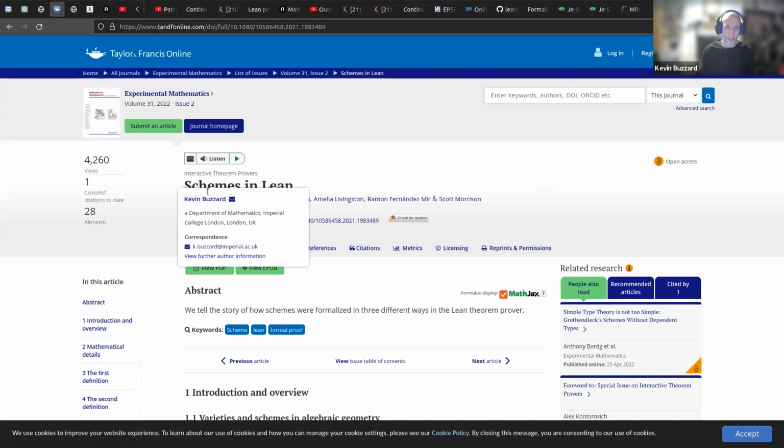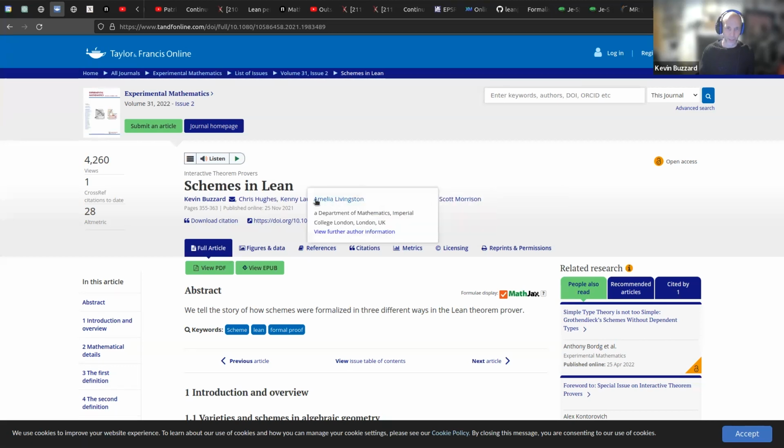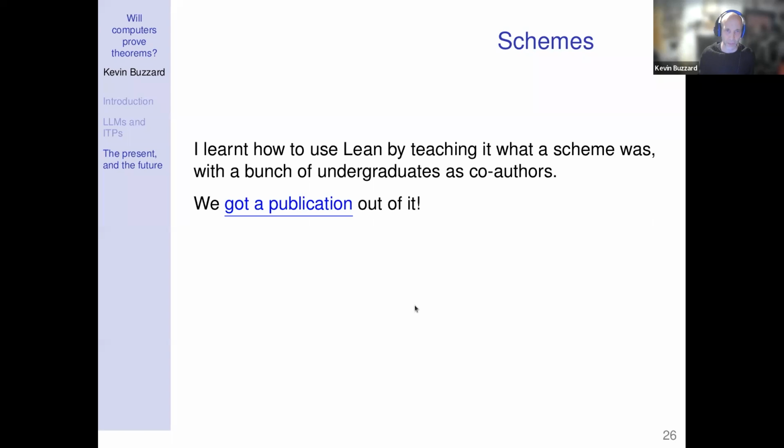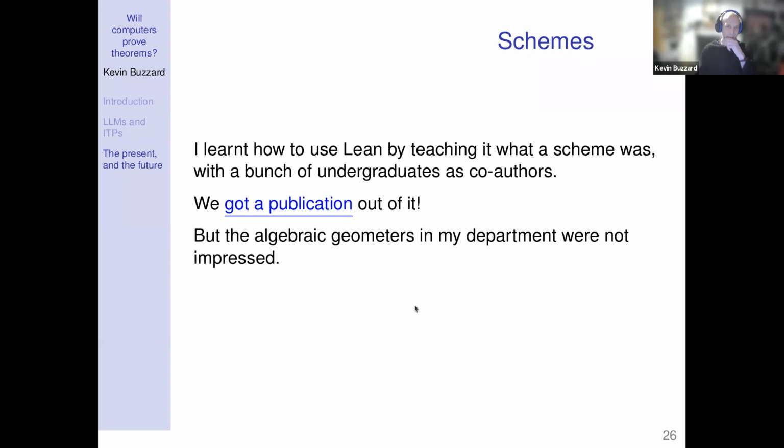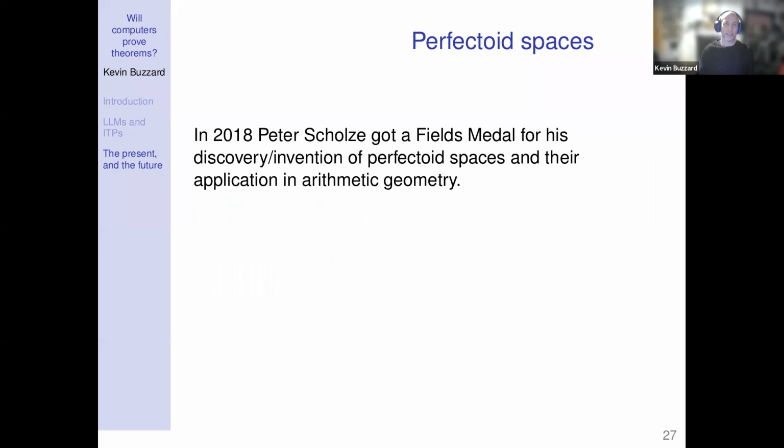So this was me. Scott Morrison is another lecturer. And then these four other people were all undergraduates at the time. Three of them were first year undergraduates. We ended up with a publication. That was quite good fun. And I was quite excited when we got all this working, started running around the department telling algebraic geometers that I'd taught a computer what a scheme was. But the algebraic geometers were less impressed because they were saying, well, I knew what a scheme was when I was a PhD student. So I realized we had to aim higher.